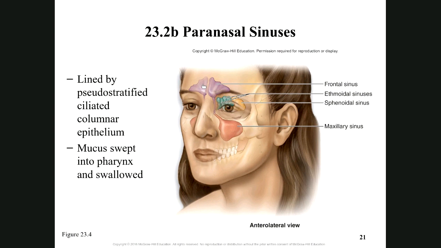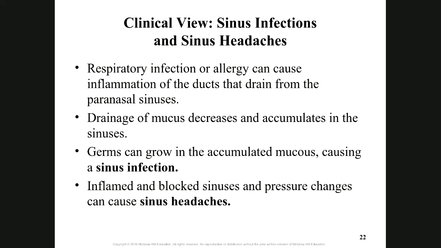They have some functions. First, they make our skull lighter. The second function is that the air passes through these sinuses, so it becomes warmer and more humid. And also the sinuses are important for our voice and the sound which we produce. So when you have sinusitis, your voice changes a little bit. The sinuses are lined by pseudostratified ciliated columnar epithelium, and the mucus which we have here can trap the dust and pollens and everything, and then we can swallow this mucus.